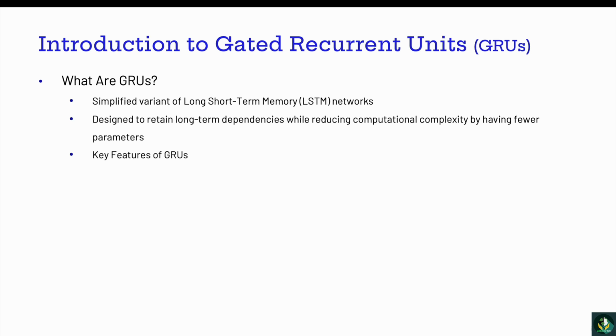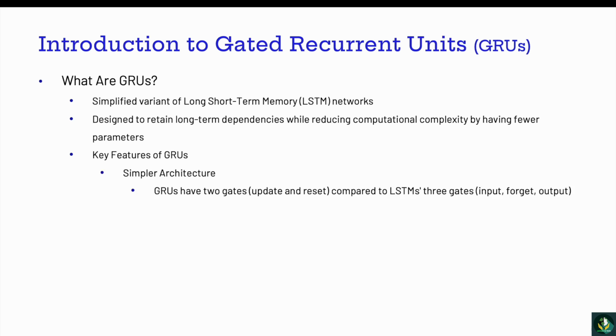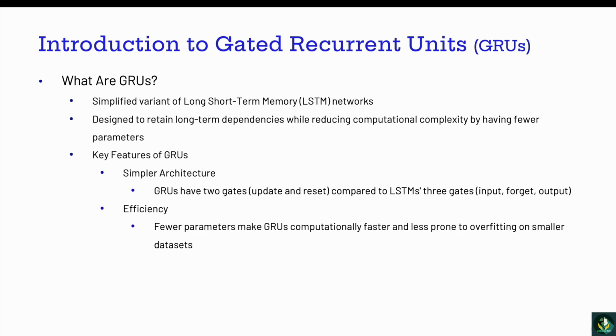Some of the key features of GRU include simpler architecture. GRUs have 2 gates, update and reset, compared to LSTM's 3 gates, input, forget, and output. Efficiency: fewer parameters make GRU computationally faster and less prone to overfitting on smaller datasets, and it retains performance comparable to LSTMs in terms of capturing sequential dependencies.